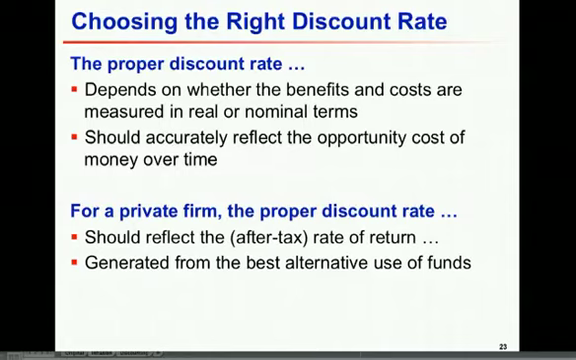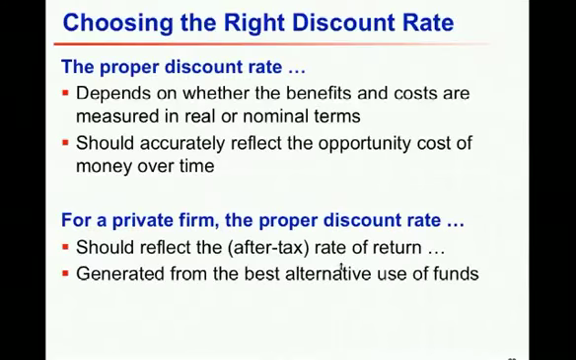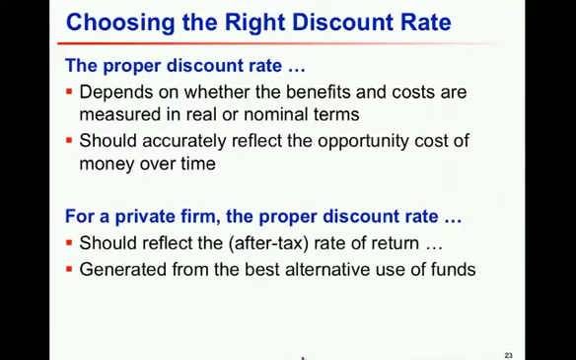Now, before we get to the government or Army perspective or public projects, what does that mean for a private firm? Well, for a private firm, the proper discount rate generally reflects the after-tax rate of return, basically what they could get otherwise. The idea is, if we didn't spend the money on this project, we would spend it on another one. What's the rate of return? That's about figuring out the best alternative use of funds. What's the best alternative that business has? What else could that business do? And what would be the return from the alternative?